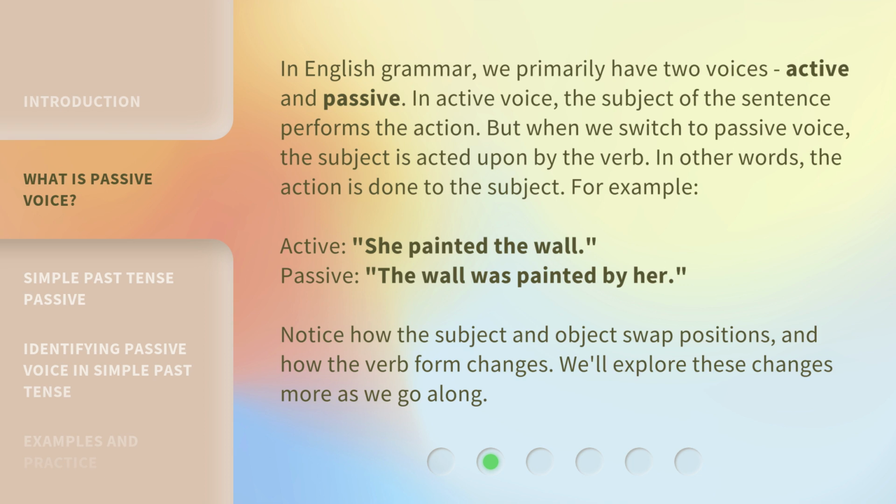For example, active: she painted the wall. Passive: the wall was painted by her. Notice how the subject and object swap positions, and how the verb form changes. We'll explore these changes more as we go along.